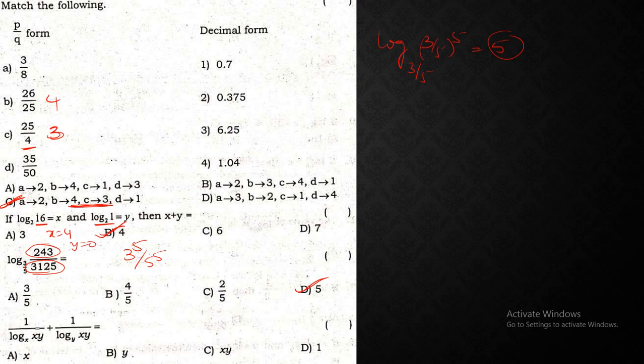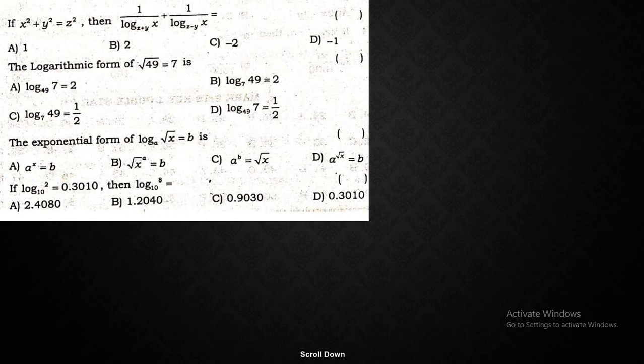So 1 by log xy to the base x. So when I bring this to the numerator, then what will happen? So the base will change. Now I can write it as log x to the base xy plus log y to the base xy. Since both the bases are equal, you can use the product rule, no? So log x plus log y, I can write as log xy to the base xy. So log xy to the base xy is 1. So the answer is 1. Next, moving on to one more question.